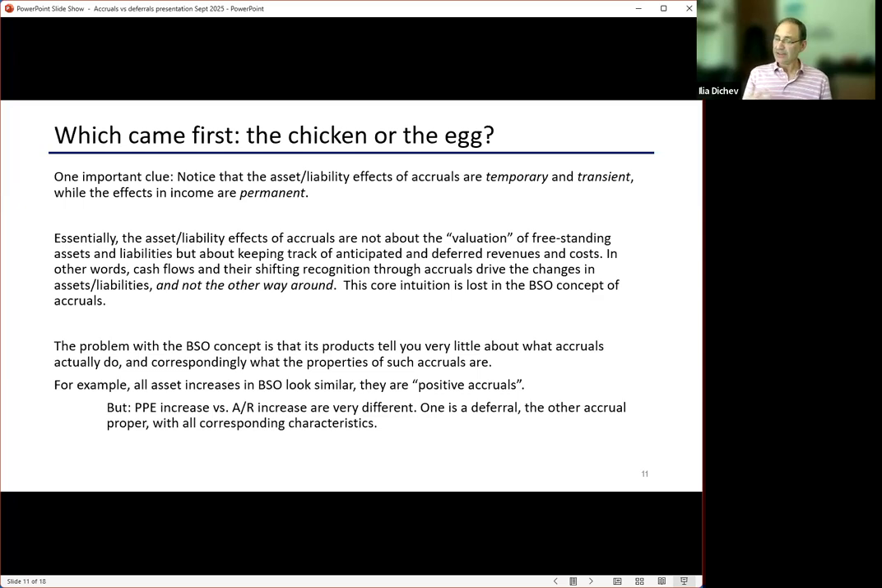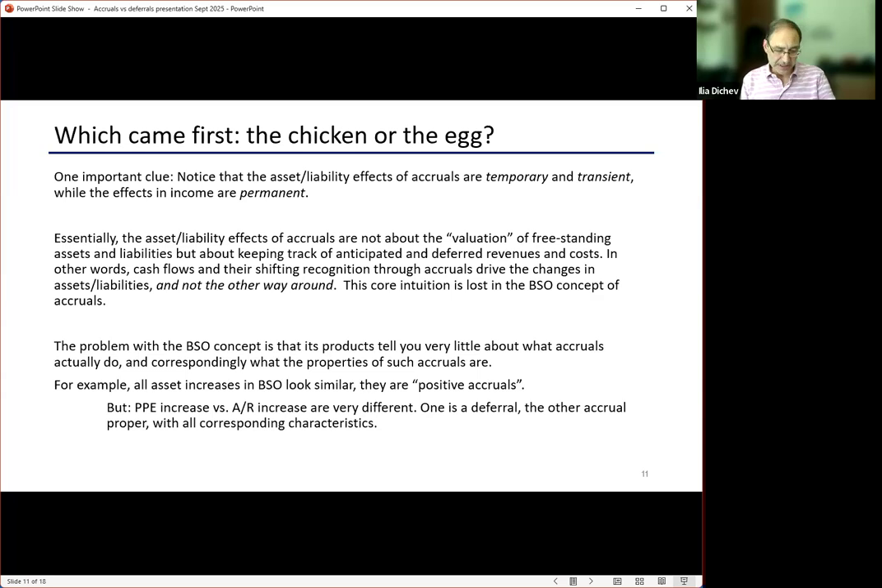So again, it is a bit of a chicken and egg thing, but this is my reading of it. That the assets and liabilities are more of a prop to the operations. This is not the end-all of operations. They're kind of making things happen, keeping track of the costs, but we're not in the business of just having assets and making them grow. Okay.